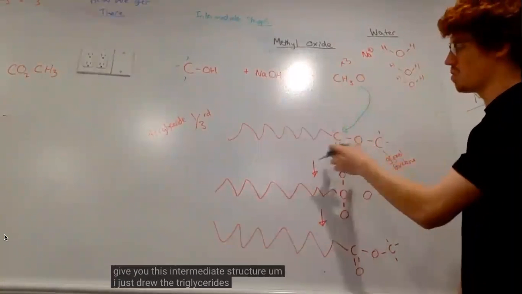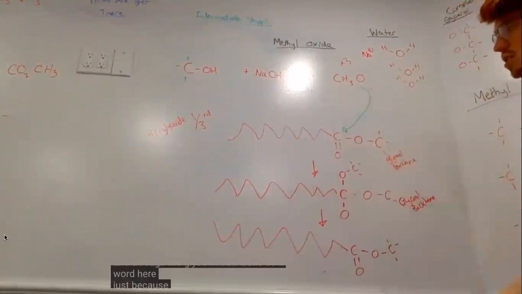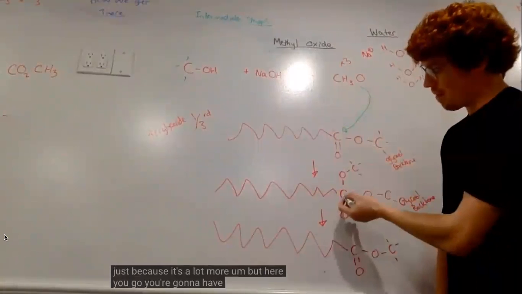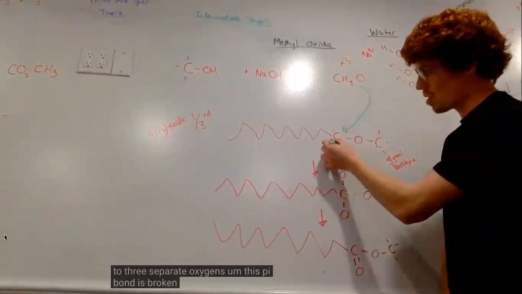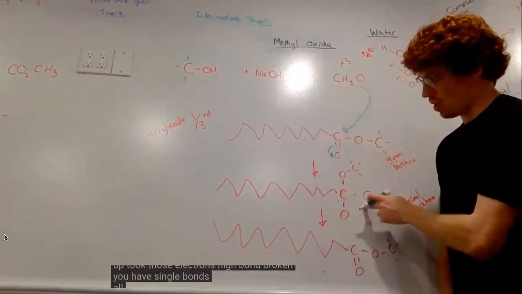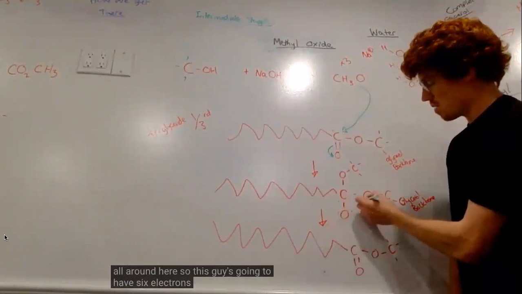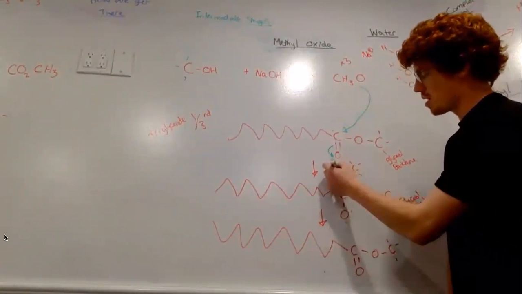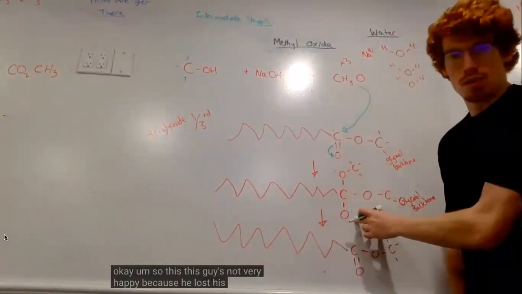I just drew the triglyceride as 1/3. It's a glycerin backbone as a word here, just as it's a lot more. And here you go, you're going to have this carbon connected to 3 separate oxygens. This pi bond is broken, so this oxygen took those electrons. Pi bond broken, you have single bonds all around here. So this guy's going to have 6 electrons. Okay, so this guy's not very happy because he lost the pi bond.